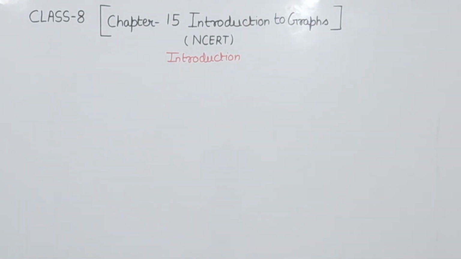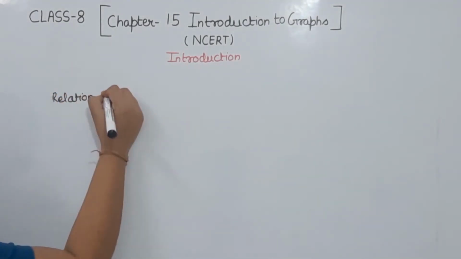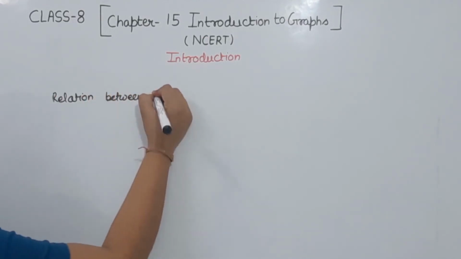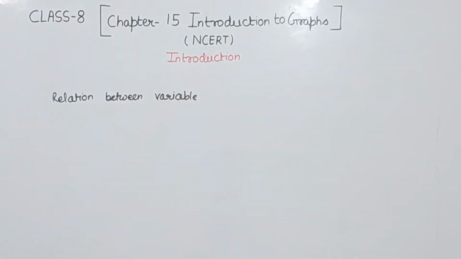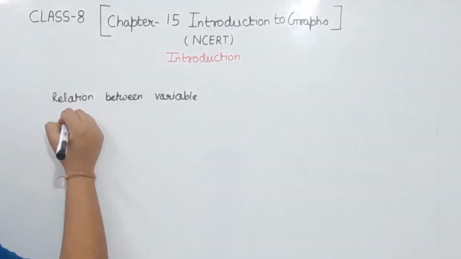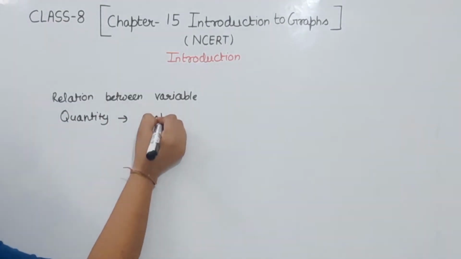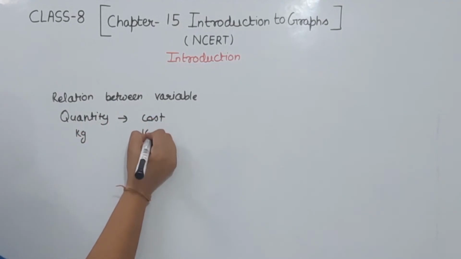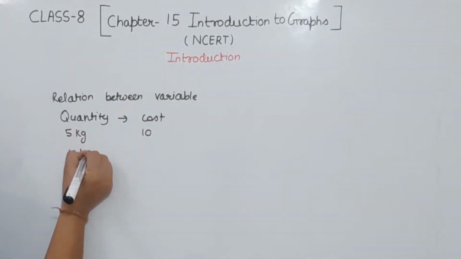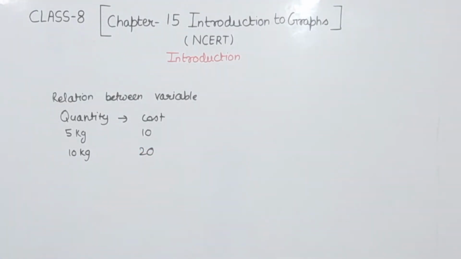The next topic is the relation between variables. I am going to write here: the next topic is the relation between variables. Now we will look at some variables which have a relationship. Suppose the first one is quantity and cost. If the quantity is 5 kg, then the cost is 10. Now for 10 kg, the cost will be double, that is 20. So this is the relation between the quantity and the cost.